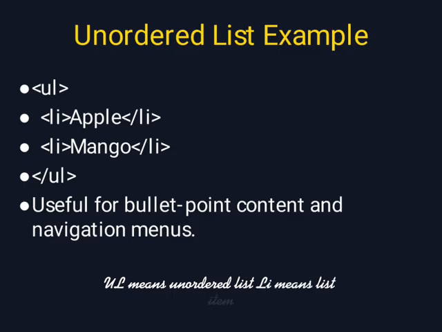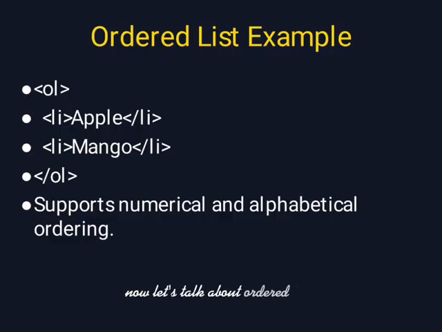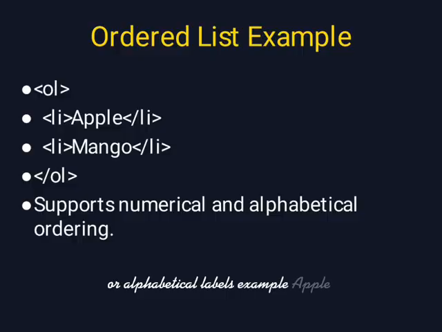LI means list item. Now let's talk about ordered lists. An ordered list is represented using the OL tag. Unlike unordered lists, ordered lists display items in a specific sequence. The browser automatically adds numbering or alphabetical labels. Example: Apple, Mango. Ordered lists are useful when the order of information is important. Examples include step-by-step instructions, cooking recipes, ranking systems, exam procedures, campaign. Ordered lists can also use letters such as A, B, C, or Roman numerals.